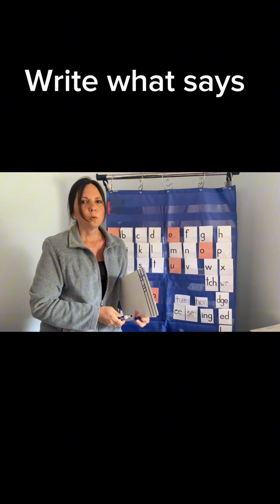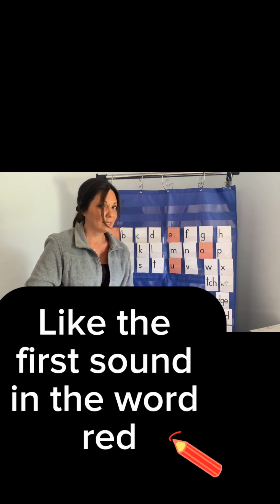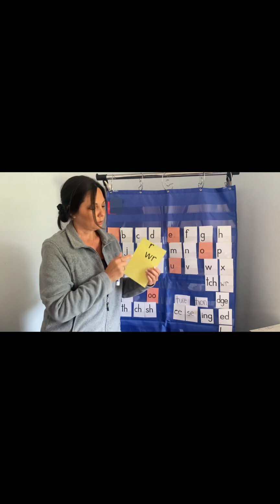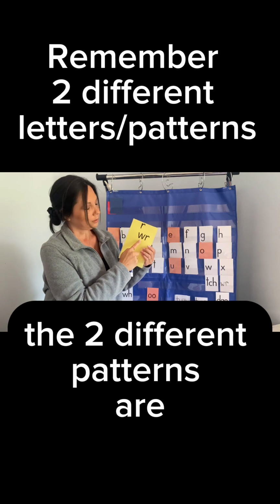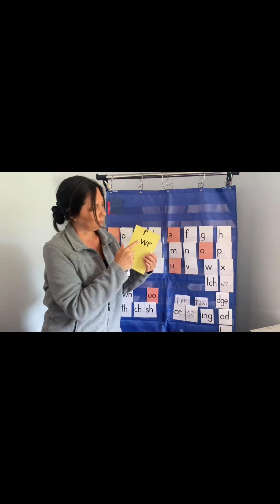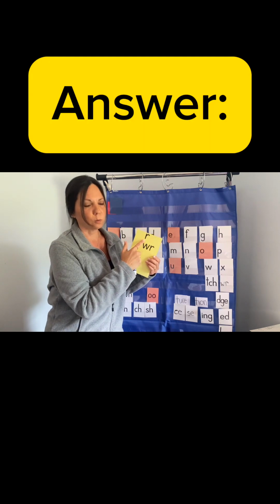Next one, write what says R. And be careful, remember there are 2 things that can make this sound R. It could be R or WR. This is the digraph. We don't want that one. We want this one, R, in the word mushroom. Right, what says R.